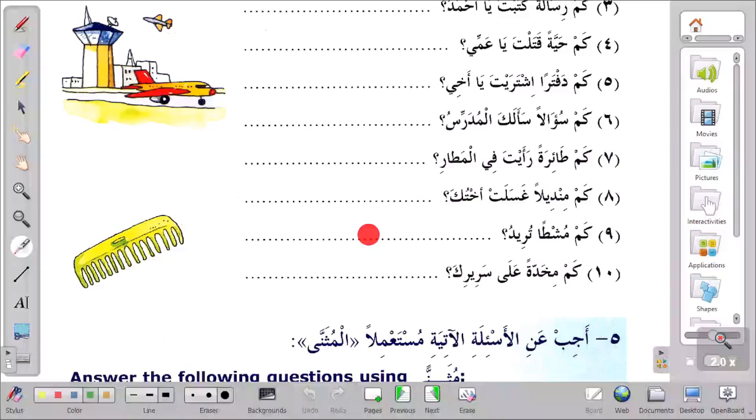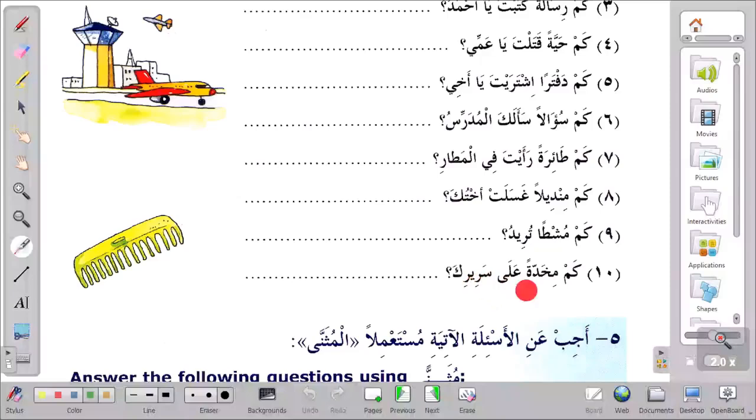Now here كم مخدة على سريرك؟ How many pillows are on your bed? So how do you answer it? You have to answer by saying there are 2 pillows on my bed. So you can see ala sariri mihaddatani. Here you have to be careful. Okay, there's no verb here. So you will see mihaddatani.